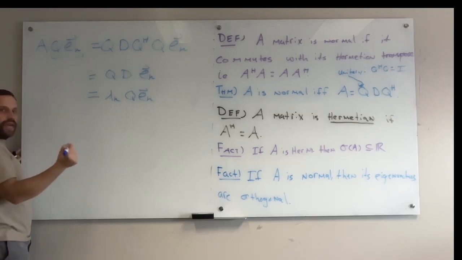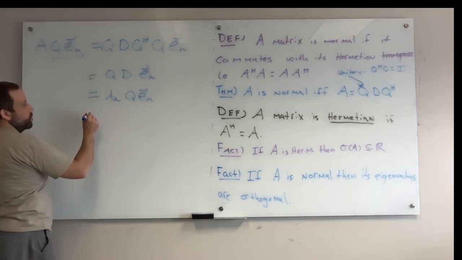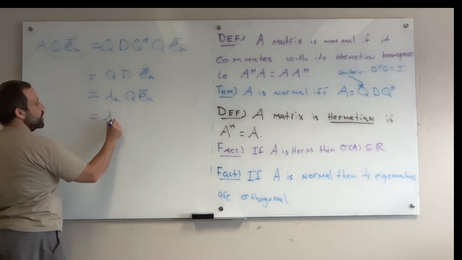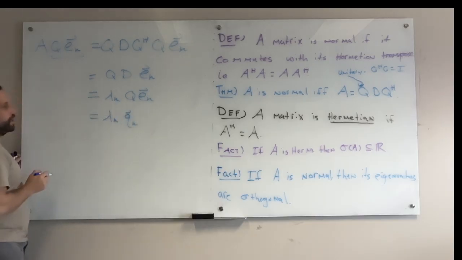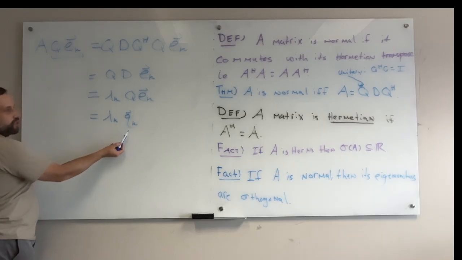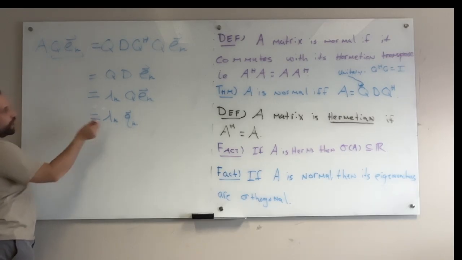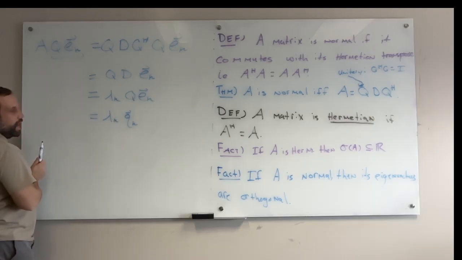But what is Qe_k? This is just equal to the kth column of Q. So this is lambda_k times little q_k. But these are orthogonal. What does it mean for a matrix Q to be a unitary matrix? It means that its columns form an orthonormal set.